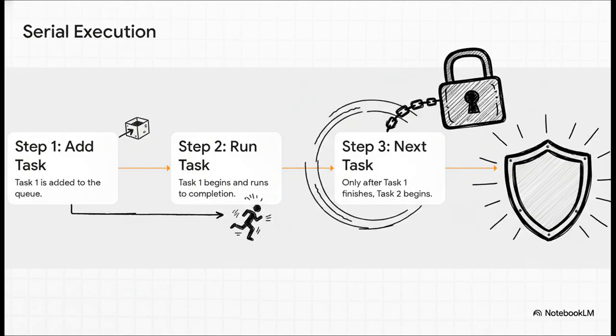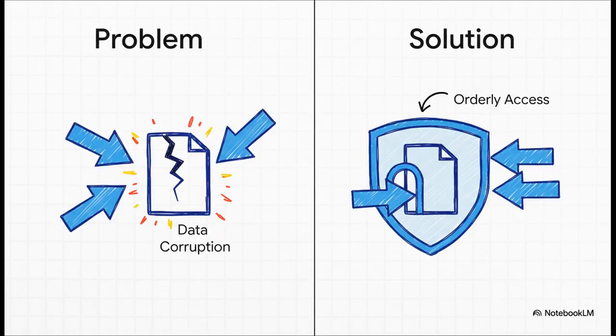The way it works is just incredibly simple. You add task 1, it runs from start to finish. And only when it is 100% complete can task 2 even think about starting. This is its superpower. That one-at-a-time execution means the order is always guaranteed. It's locked in.